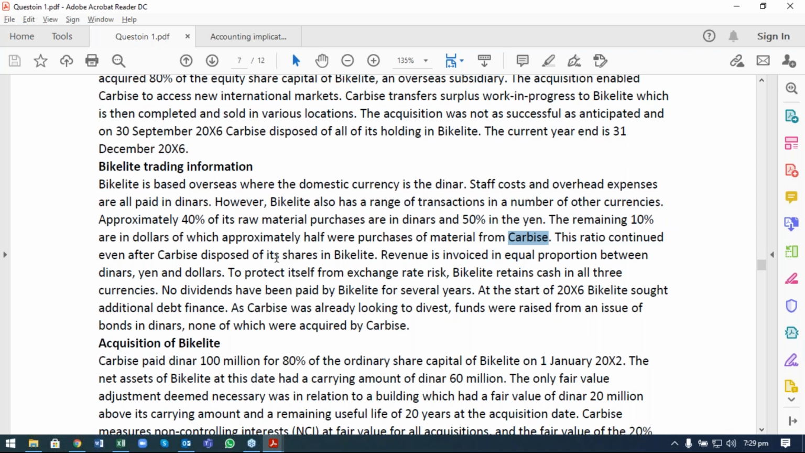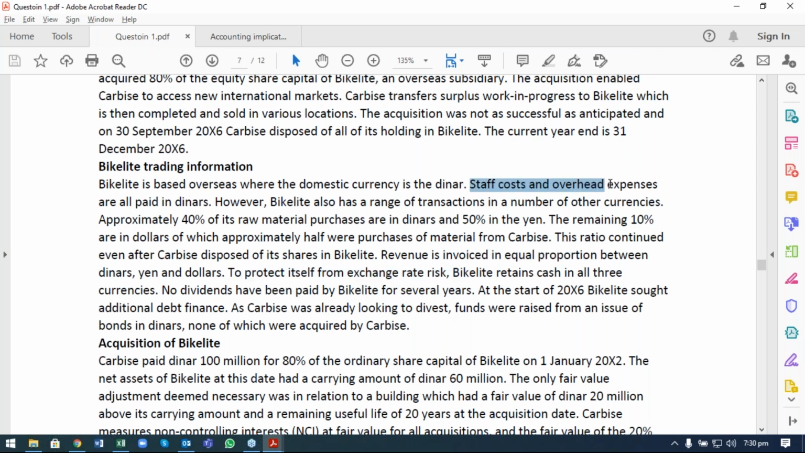Backlight has maintained the same ratio of its sales revenue which it was making before the disposal by Carbise. So revenue is invoiced in equal proportion between dollars, yen, and dinars, to protect itself from foreign exchange rates. Backlight, I believe there is one more thing.